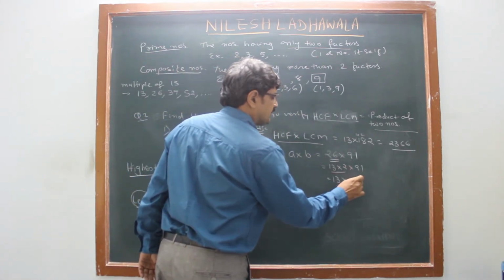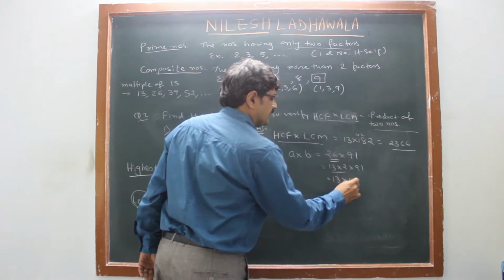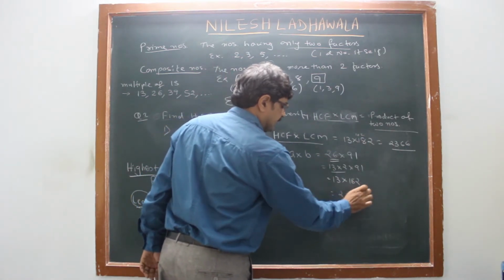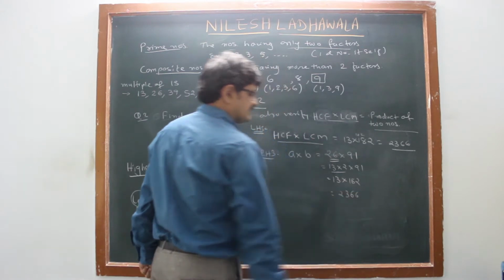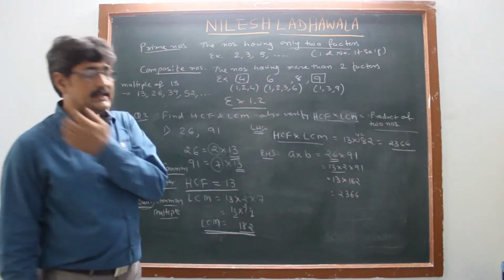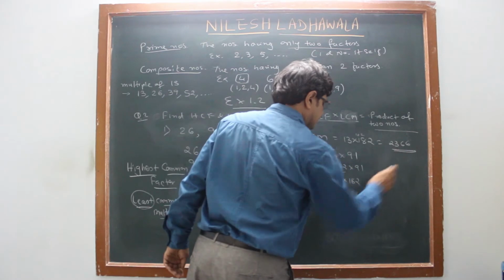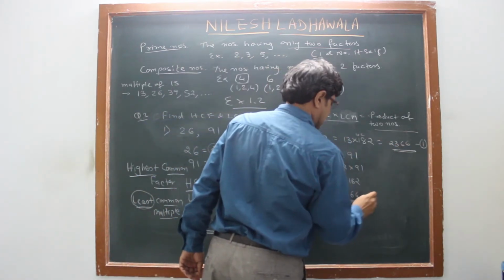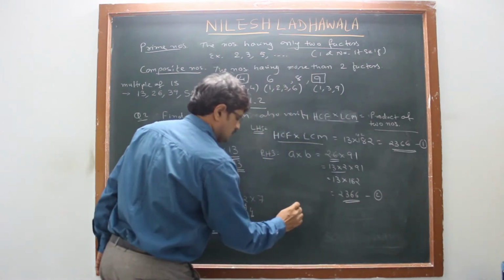Now 2 into 1 is 2, 2 9s are 18. We have the same number here, so the multiplication will also be the same. 2, 3, 6, 6. So here, friends, we get the left hand side and right hand side the same. I will call it equation 1 and equation 2.